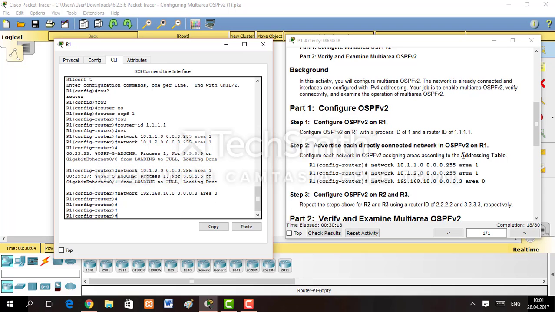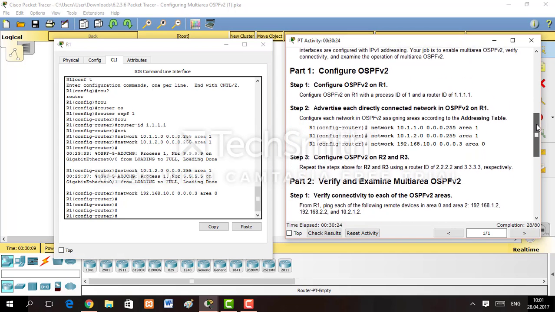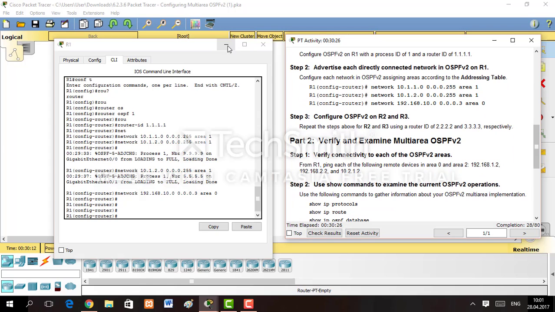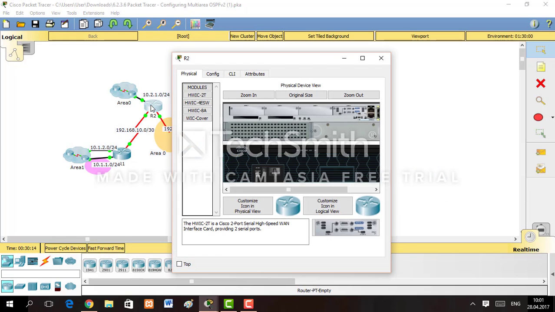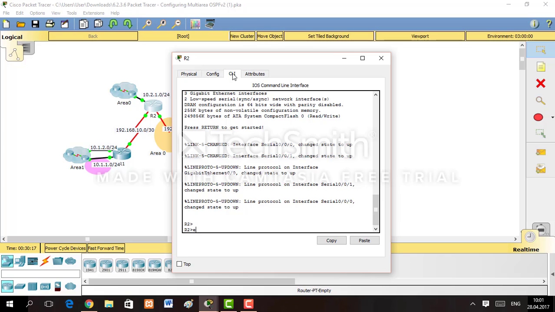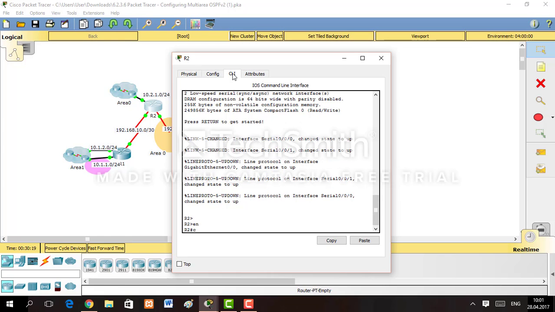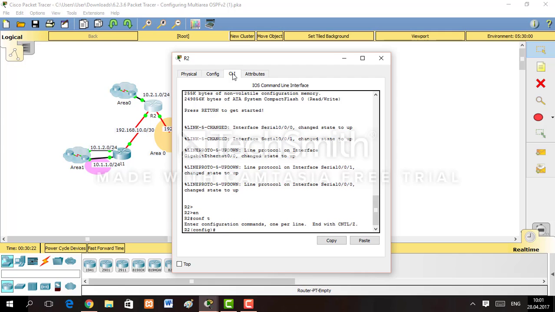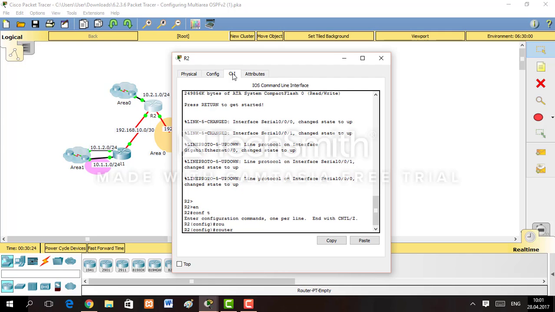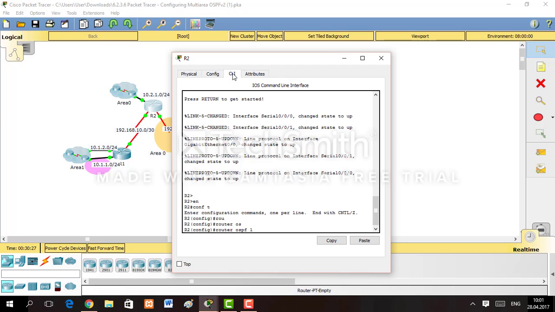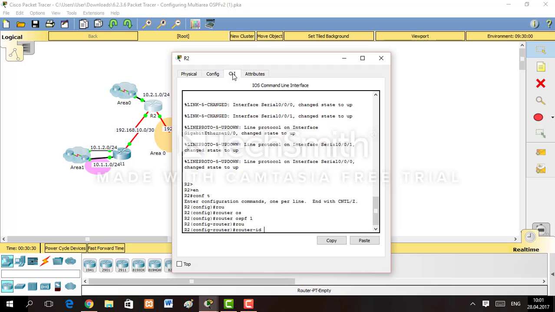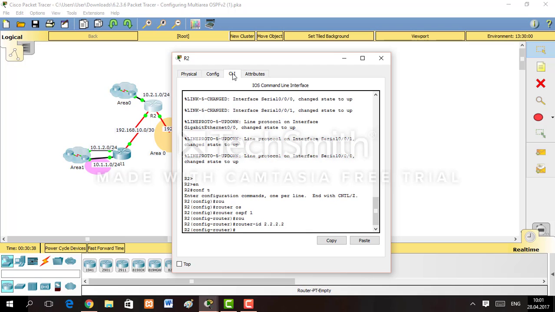Okay, next step is repeat steps above for router 2 and router 3. Okay, then we go to router 2, enable, configure terminal, and here we have router OSPF with process ID 1 and router ID, and here we need to write 2.2.2.2, and directly connected networks.